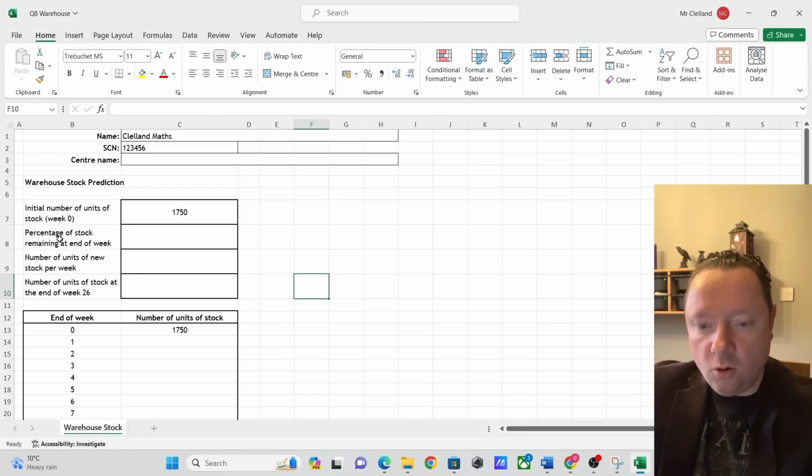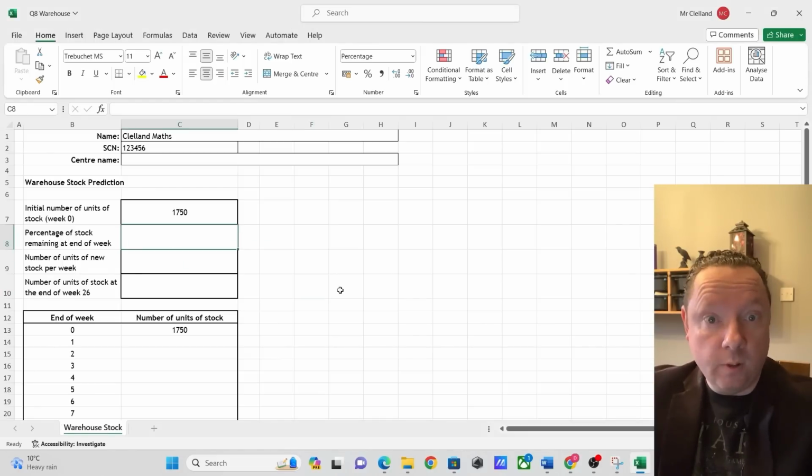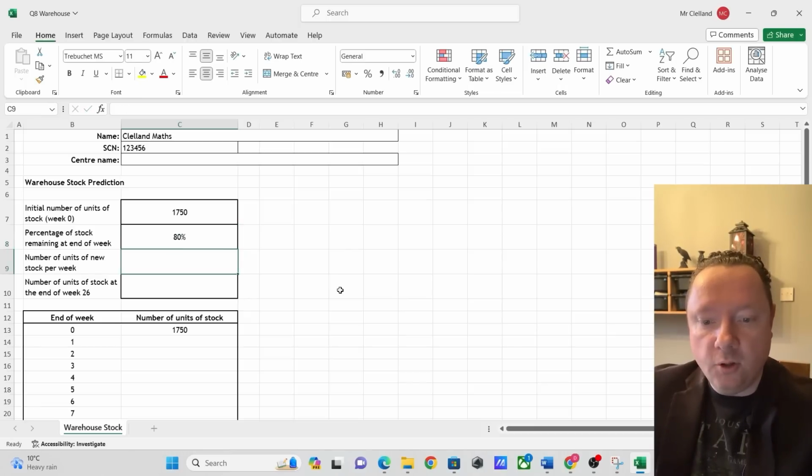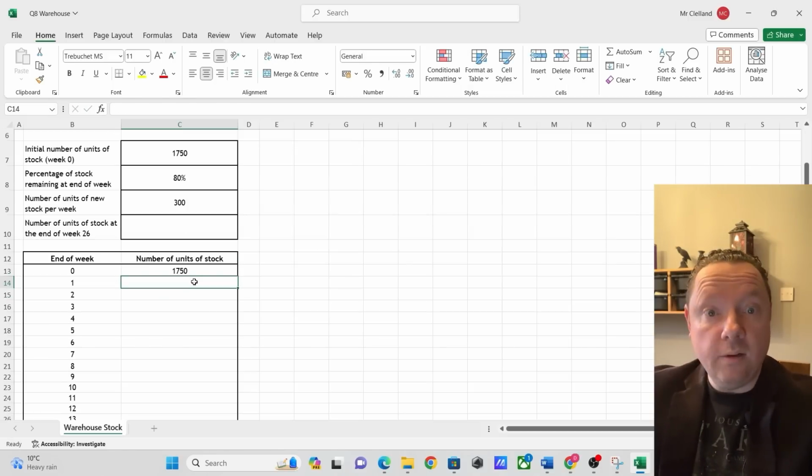So percentage stock remaining at the end of the week. Well, we delivered 20%, so that means we've got 80% left. So I'll just set it up to be a percentage, so we can just press enter. And the number of new units of stock per week, they said, was 300. So we need to work out what goes in this cell here. So we need a formula in here.